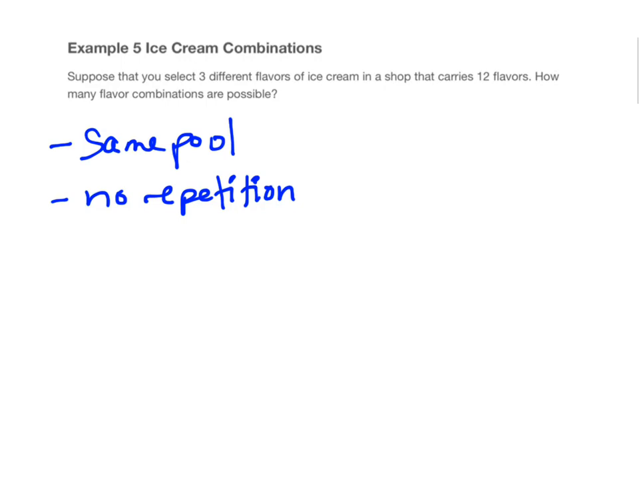And then the other thing is to check that we don't care about the order. So how many flavor combinations are possible? In this case, if you mix chocolate, peanut butter, and, I don't know, marshmallow, it's still the same flavor combination if you put it in a different order. That's different than the order of the scoops on a cone, but if it's just talking about the flavors, order does not matter.